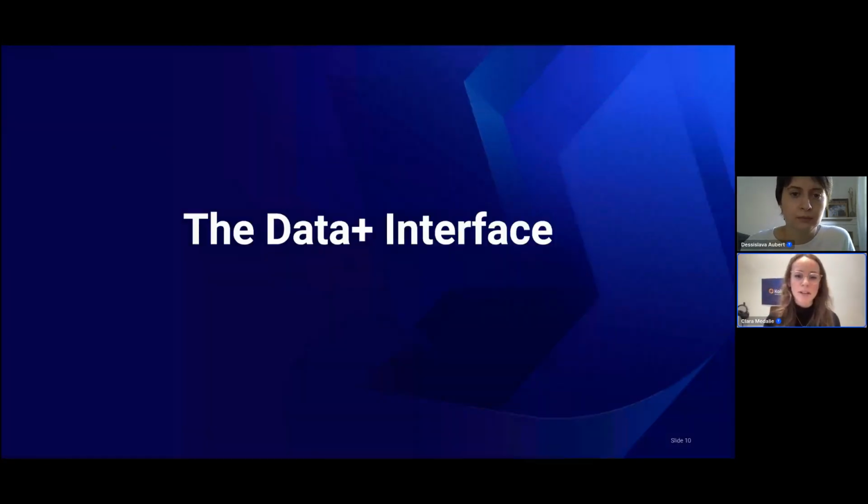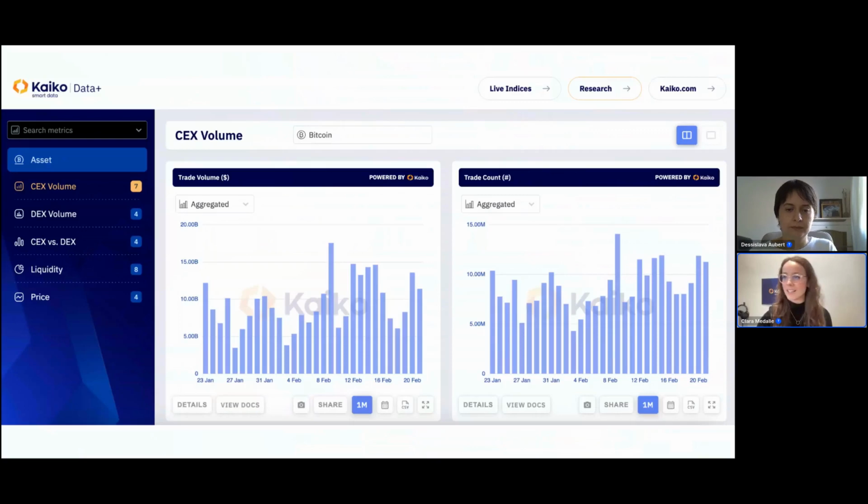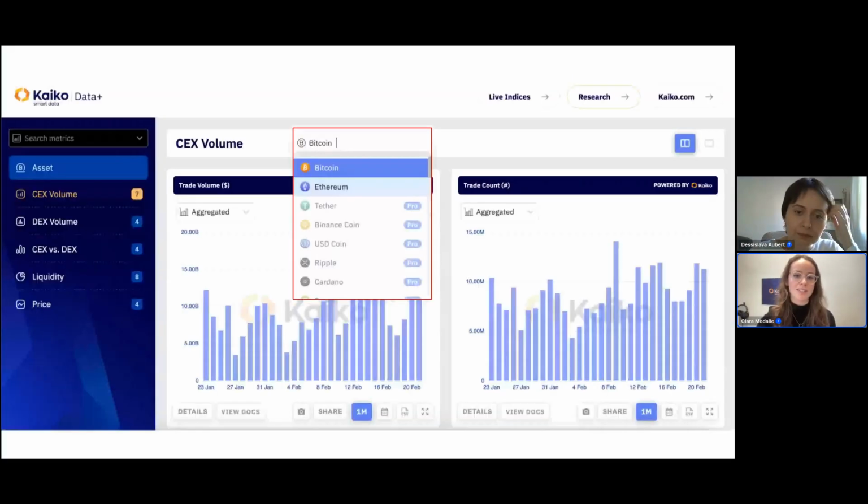So let's now take a quick look at the Data Plus interface before we talk about the actual data that is used. We have this nice, pretty dashboard, and we're going to explore it in a bit. The first thing you can do is select your asset. Right now it's Bitcoin and ETH, but in the future, we will expand this to more crypto assets.